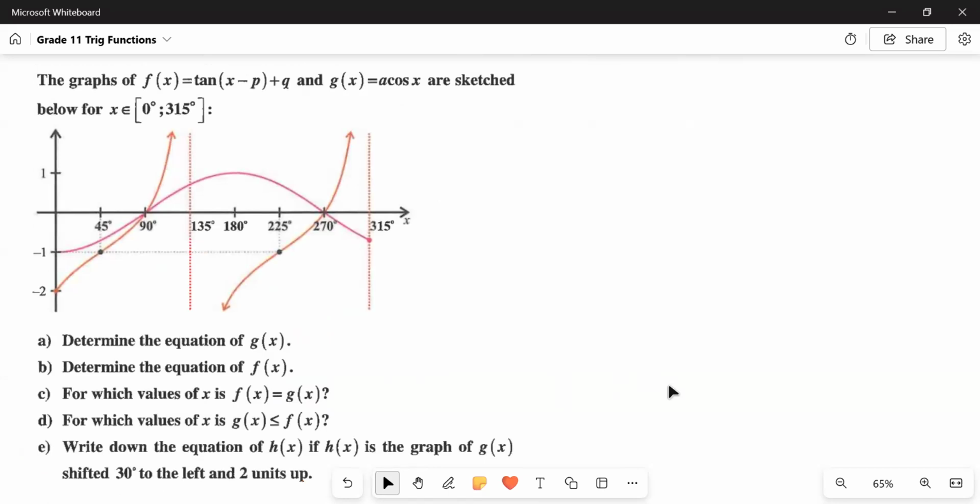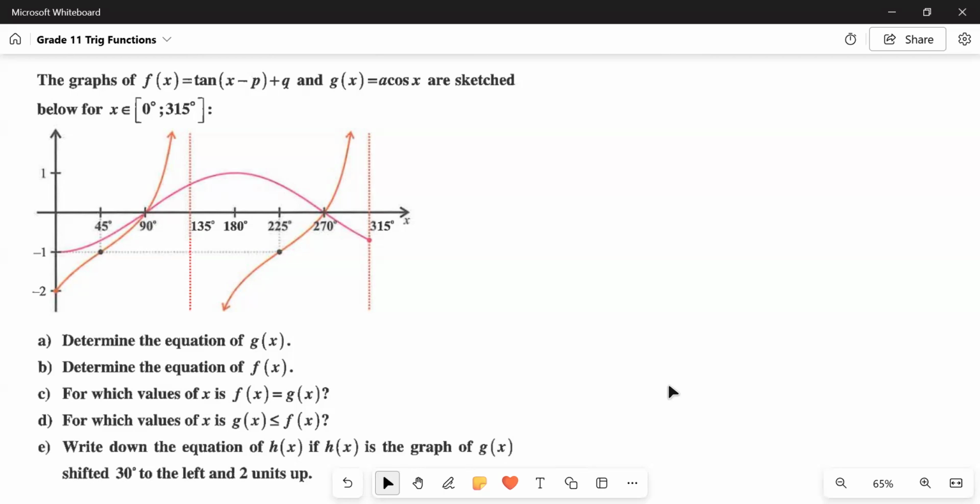Here they're giving us the graphs of f of x equals tan x minus p plus q, and g of x equals a cos x, sketched below for x an element of 0 to 215. Before you even answer this question, you must know the original graphs by heart so that you can spot the vertical shift or the horizontal shift, right?